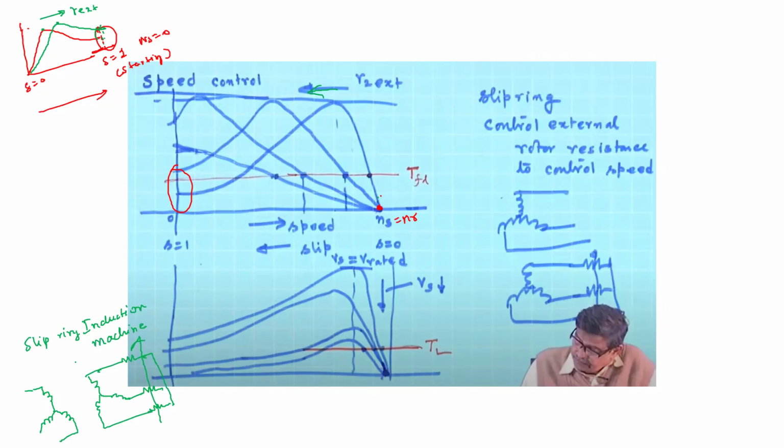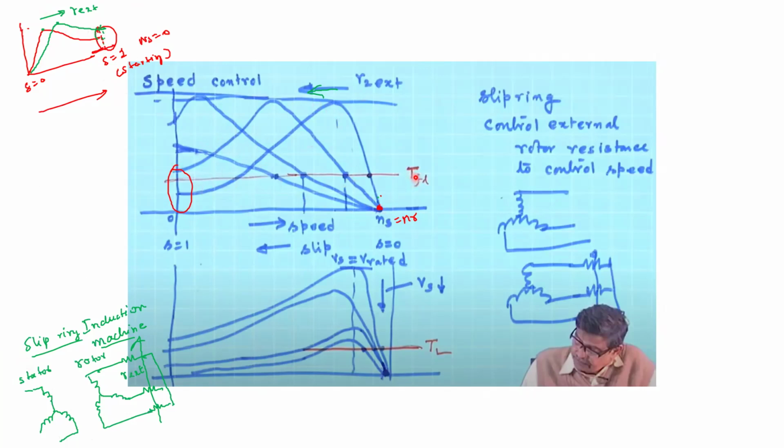Okay, so let me write, this is rotor, this is stator. So this R external is connected in the rotor circuit. Here you can see that, as we connect the R external, this torque slip characteristic shifts towards the right. Because sir has drawn it in a flipped way, it is shifting towards the left.